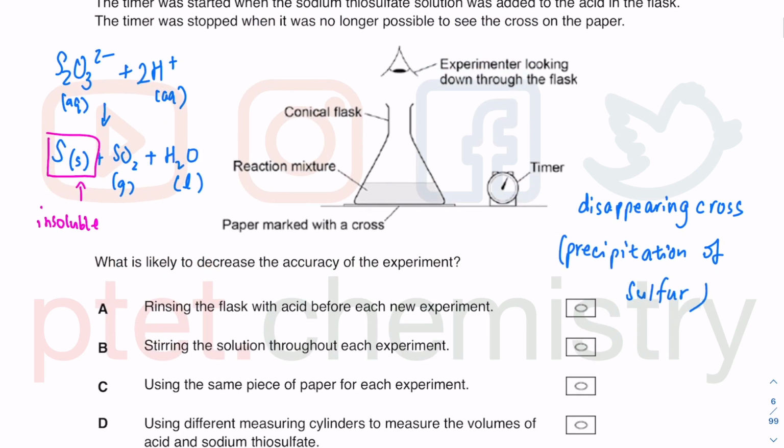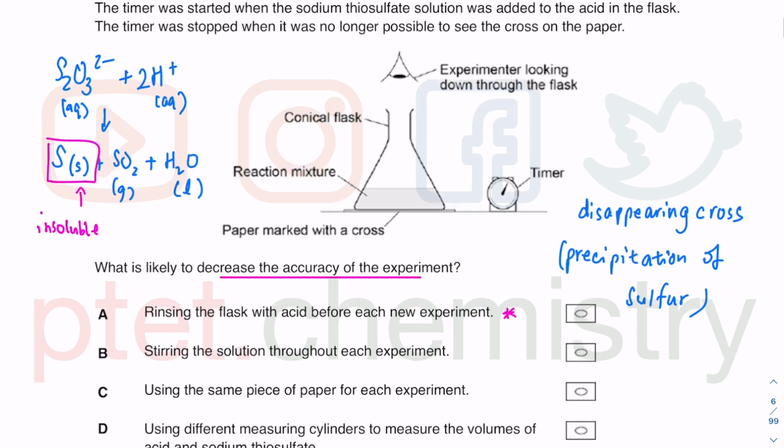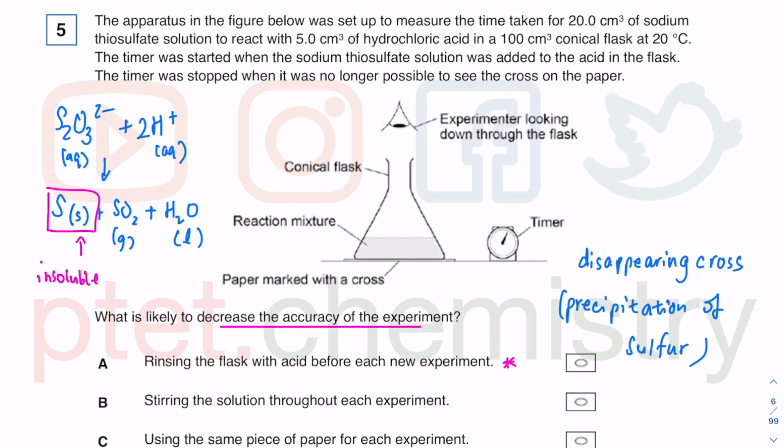Which one is likely to decrease the accuracy of the experiment? If you rinse the flask with acid, you will always have a little bit of acid remaining. If you have a little bit of acid remaining, let's see. I have a feeling that A is probably the one that's going to decrease the accuracy, because it changes the rate of reaction as we have different moles of the acid, since we have a little bit of acid left over. But let's just go through the rest of the options.